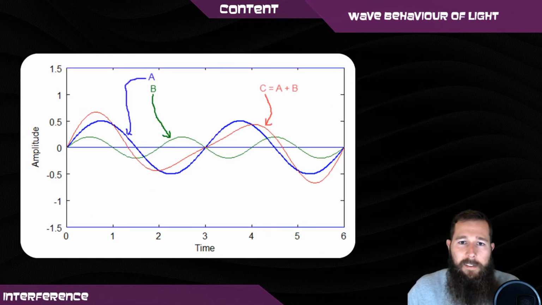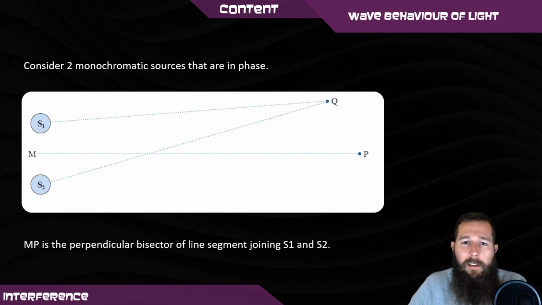One final example is when we've got waves that are not coherent. So we've got a blue wave and a green wave interfering, and in that space they'll add together to make the red one. Elaborating a little bit more so we can go further into depth, I consider two monochromatic sources that are in phase. We call them source 1, source 2. Monochromatic means they have the same frequency. In phase means they're both emitting crests and troughs at the same time. So this line here, MP, is equal distance at any point from both source 1 and source 2. So any point here is the same distance away.